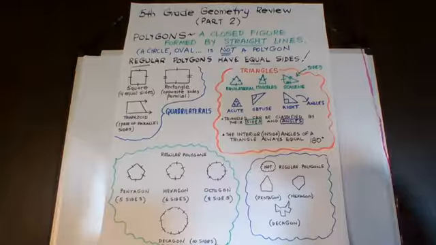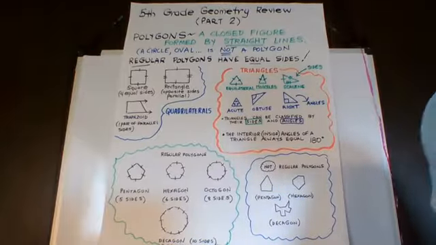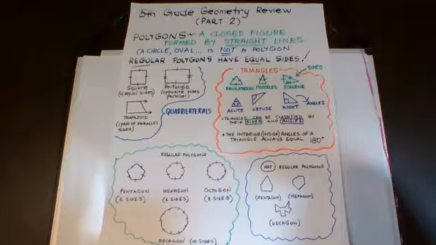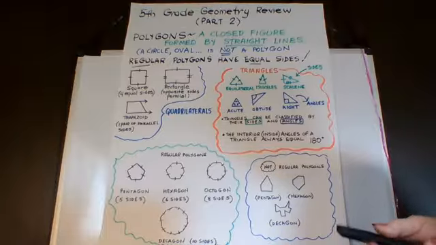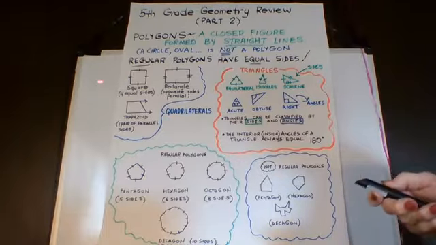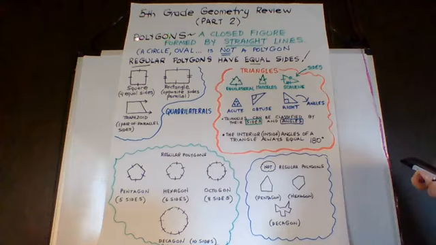Okay, I've got my camera, or I should say the computer, very close to the board today because I want you to be able to see all the diagrams very carefully that we're talking about in 5th grade Geometry Review Part 2. Today we're going to be talking about polygons, okay?